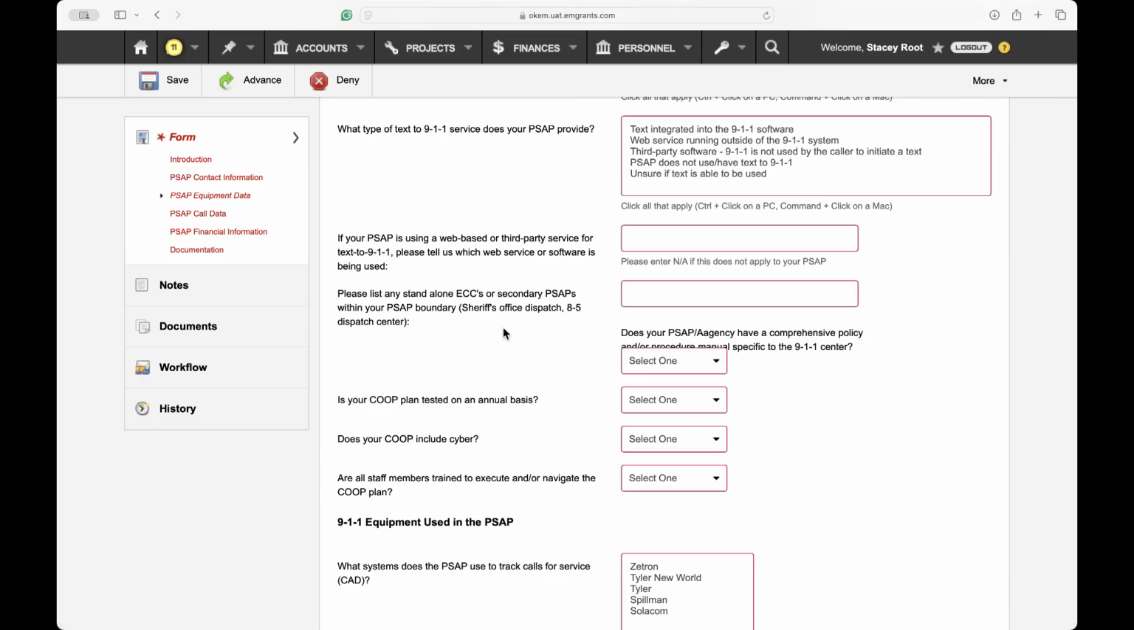All right. The next question has gotten a little wonky since I made it bigger, but it's, does your PSAP or agency have a comprehensive policy and or procedure manual specific to the 911 center? Do you want to touch on this one? Yeah, I mean, it's simple, you do or you don't. Again, we're trying to capture who out there may need some assistance with this. Should we bring in additional training classes to write SOPs? Things like that.